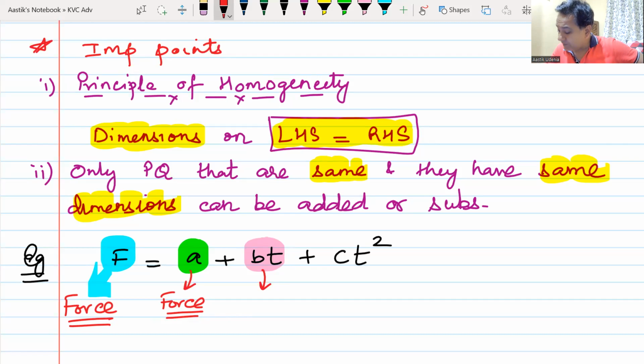Yes, Reddy, you are correct. This BT also must be force, because force can be added with force. Force can only be equated with force. If A is force, B has to be force. I mean, B into T has to be force, right?